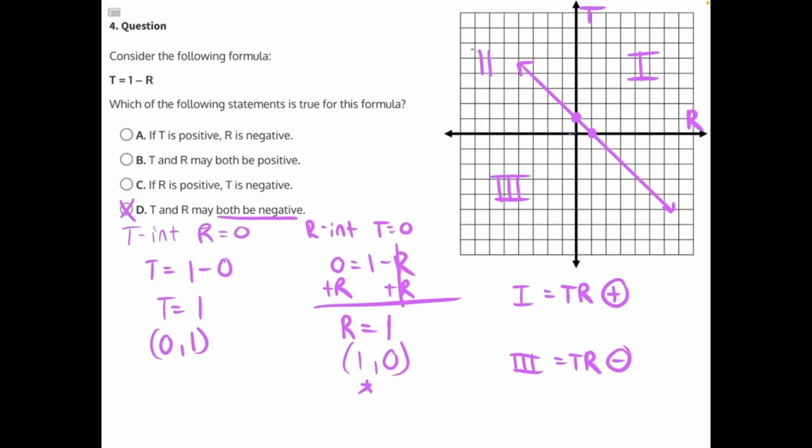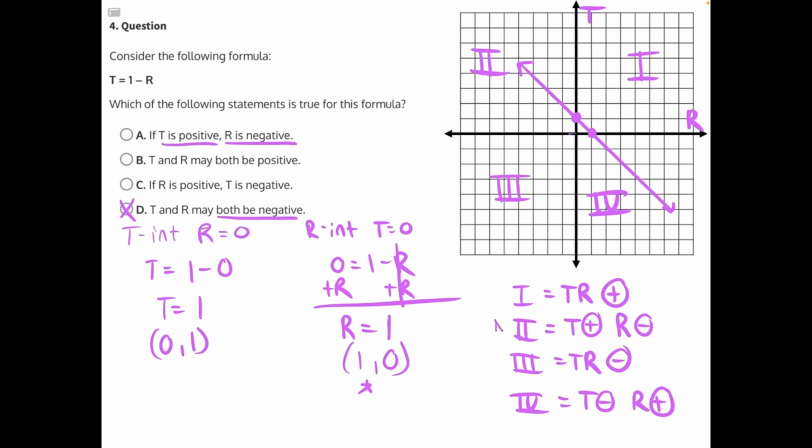Then quadrant 2 and quadrant 4 are also opposites of each other. Quadrant 2 is when, let's do t first, t is positive, but r is negative. And quadrant 4 is when t is negative and r is positive. So now we can look at our answer choices with this information. A says if t is positive, r is negative. And this is implying r must always be negative when t is positive. So let's see if that's true.